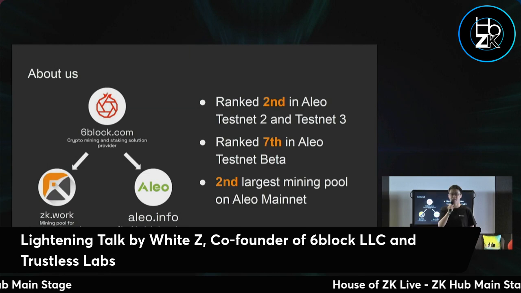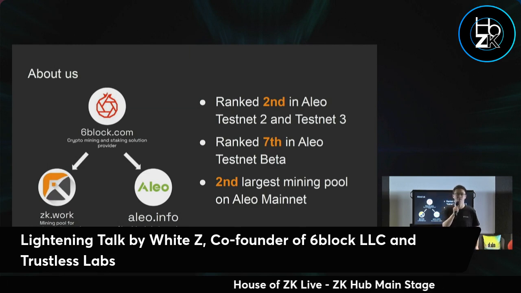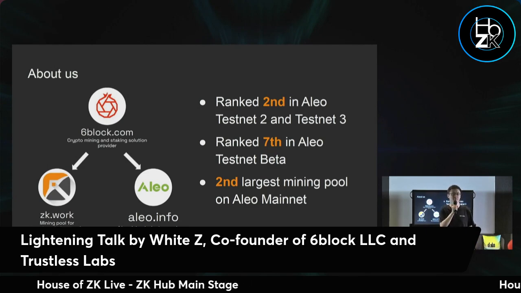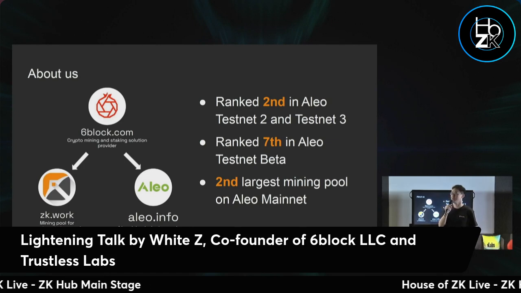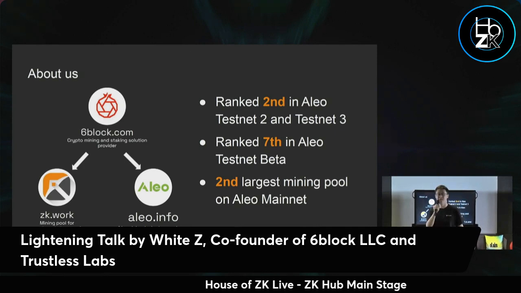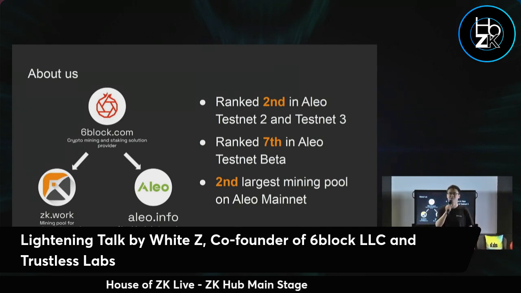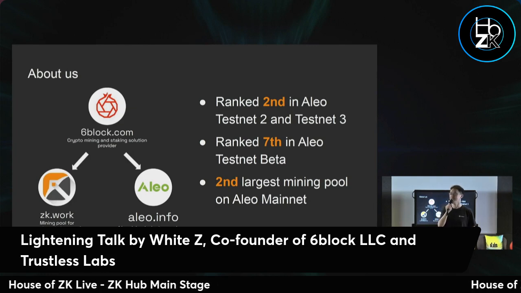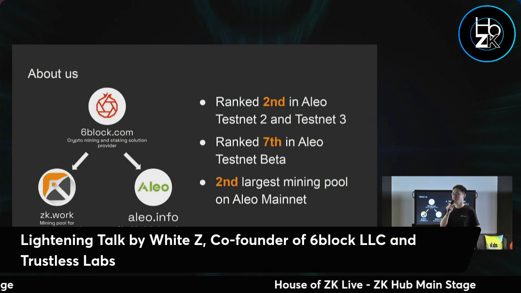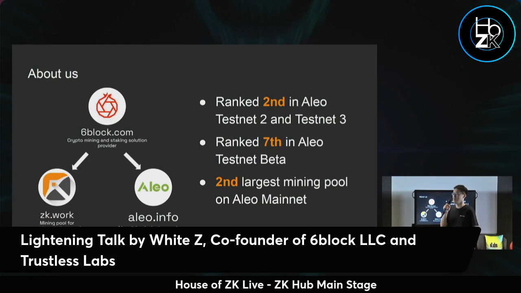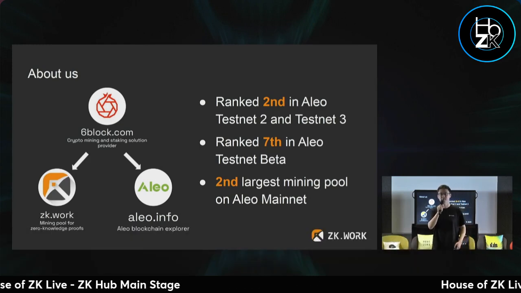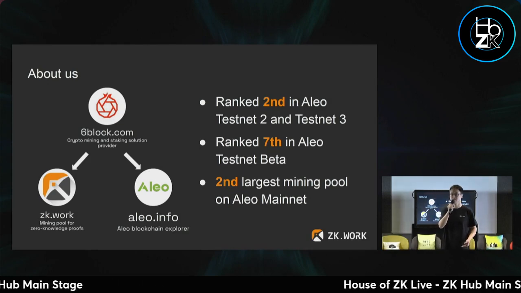And we provide two products. One is zkWork, which is a mining pool for zero-knowledge proofs, and another is Aleo.info, which is a data explorer for Aleo. We ranked second place in Aleo testnet 2 and testnet 3, and seventh place in Aleo testnet beta. Right now, on the Aleo mainnet, our mining pool is the second largest, and we possess maybe 30% of the total computing power of Aleo.